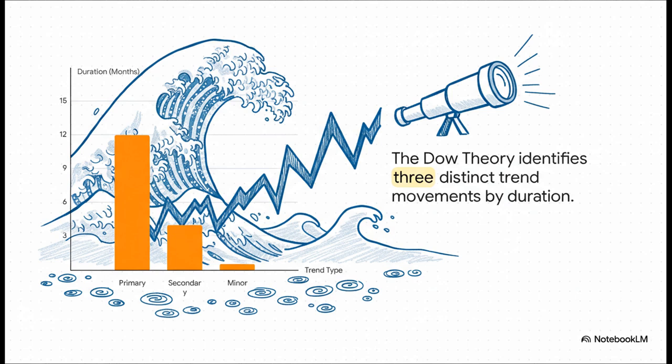And this chart gives you a sense of the time frames. The primary trend, that's the tide, is the major bull or bear market that can last a year or more. The secondary trend, the waves, are those significant corrections against the primary trend, and they can last a few weeks to a few months. The minor trend is just the daily noise. For a true Dow theorist, the only thing that really matters is figuring out which way the primary tide is flowing.